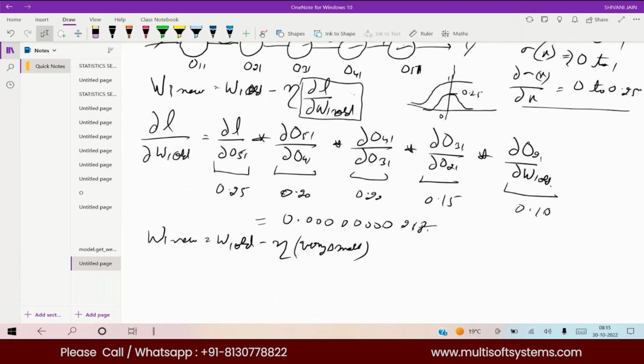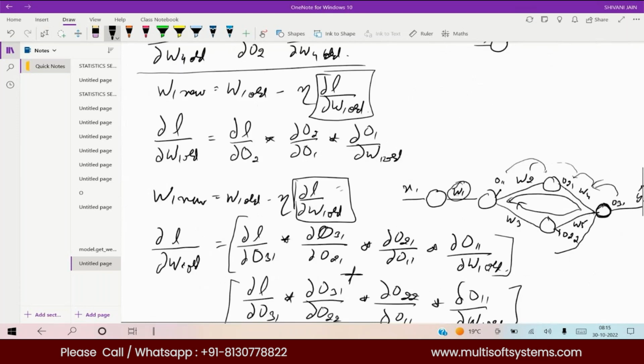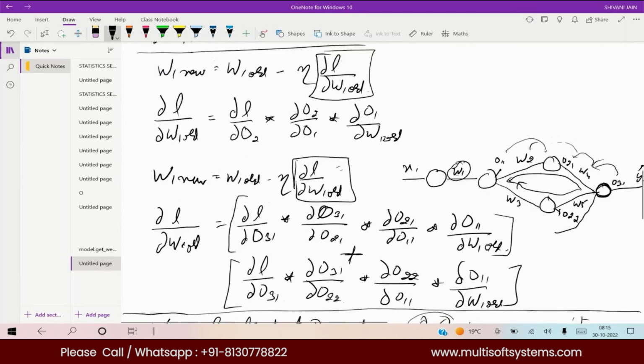Now, eta is again a small number, like 0.01 or 0.001. You are multiplying a very small number with a small number, so it is again a very, very small number. So it's almost a negligible difference in the weight. Basically, you are subtracting a negligible number, and your W1 new will approximately be equal to W1 old. So basically you are not updating the weight, and if you are not updating the weight, then obviously your performance will remain the same.